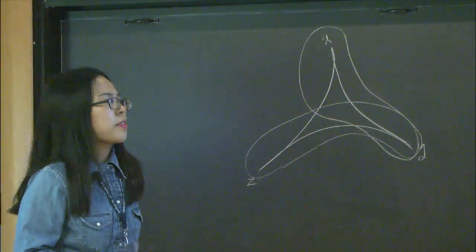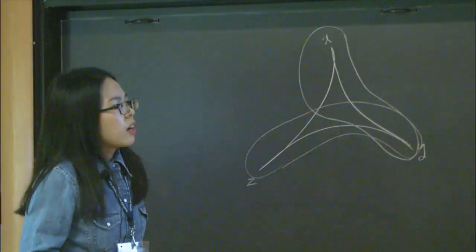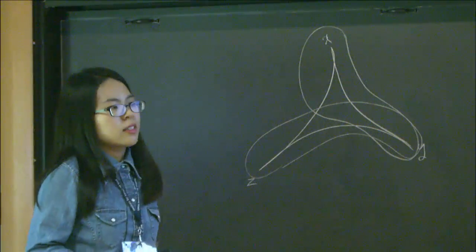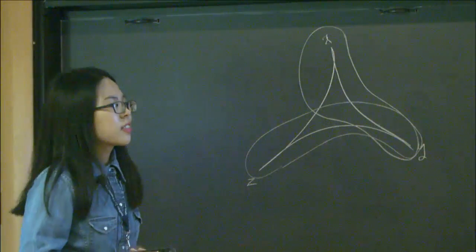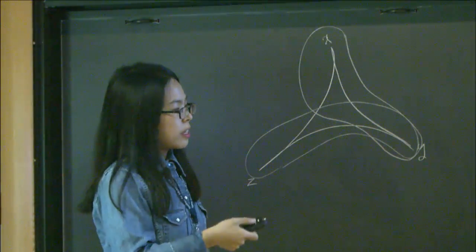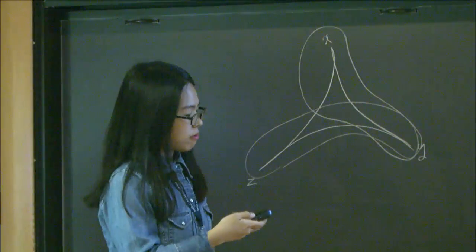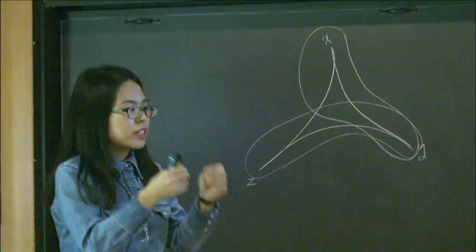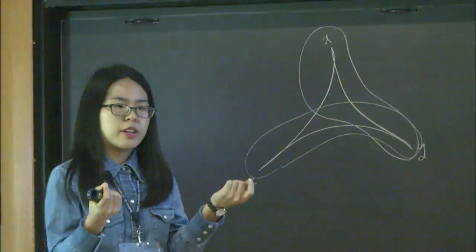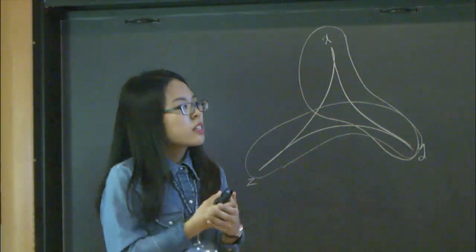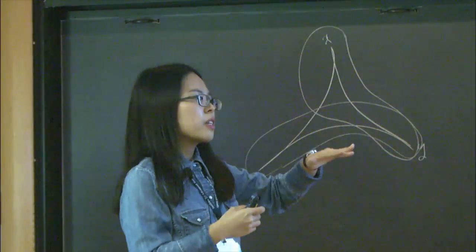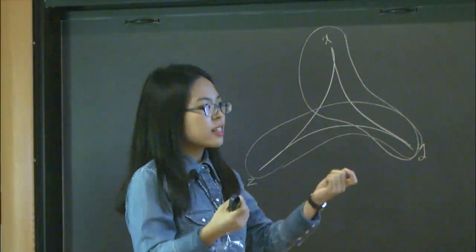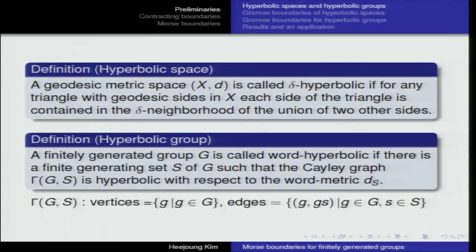And how can we define a hyperbolic group? Well, we can consider a natural proper metric space where the group acts nicely, which is the Cayley graph. So the Cayley graph is a graph whose vertices are group elements, and there is an edge between two vertices if they differ by a generator. So a finitely generated group is called word hyperbolic if there is a finite generating set S such that the Cayley graph is delta hyperbolic.